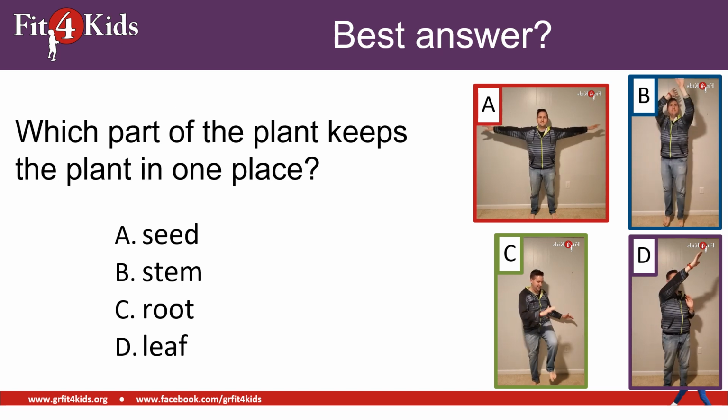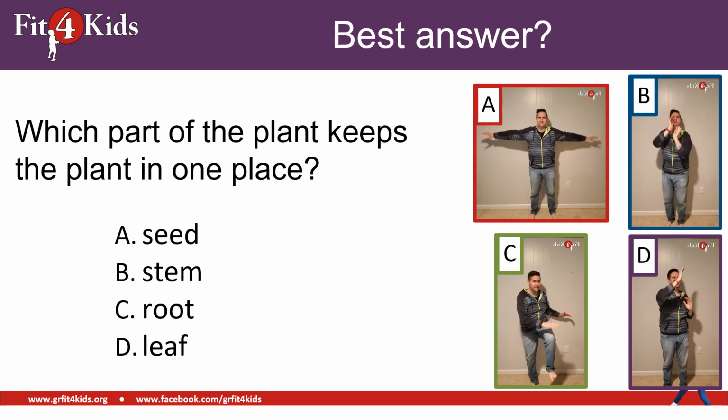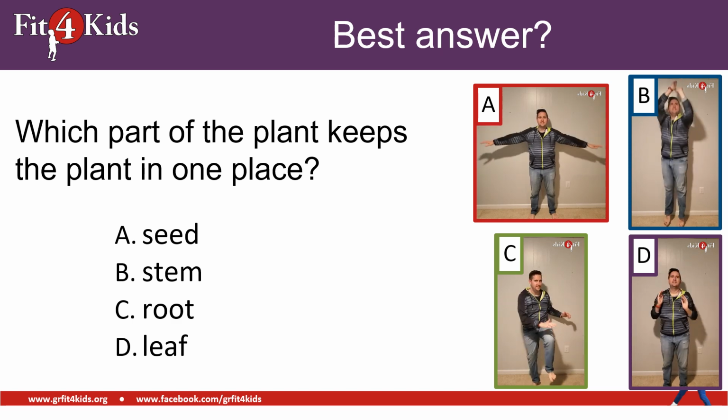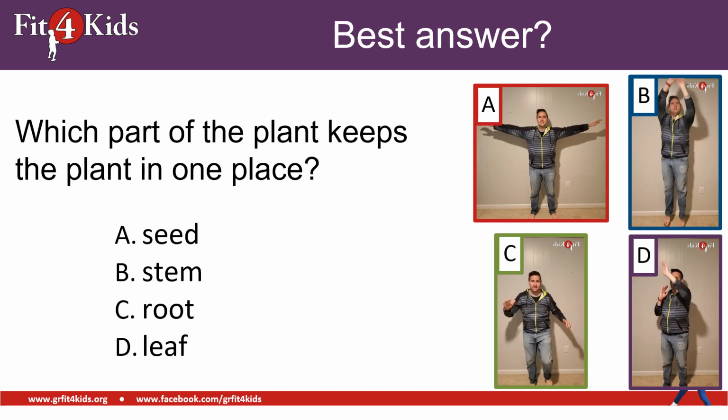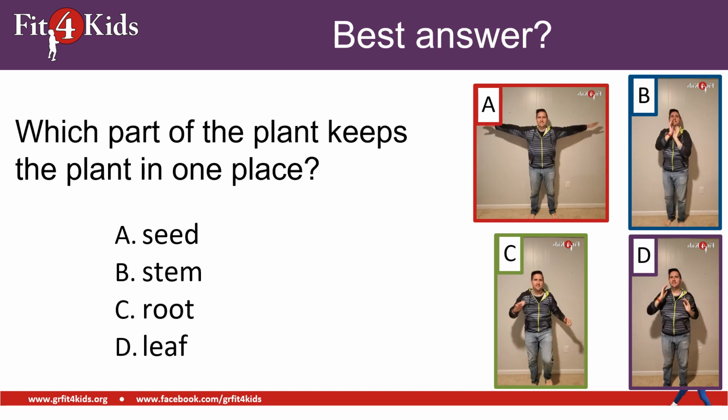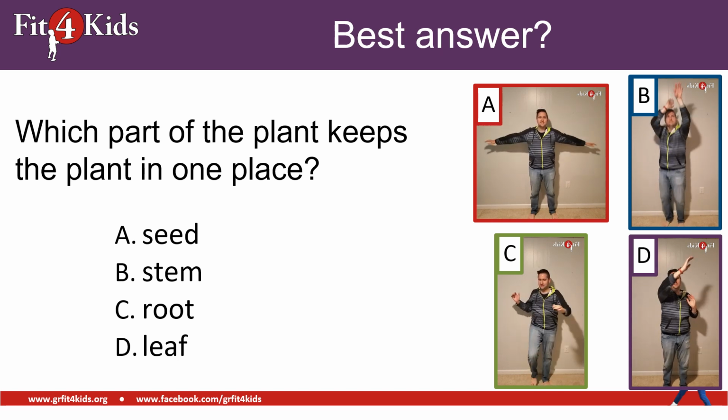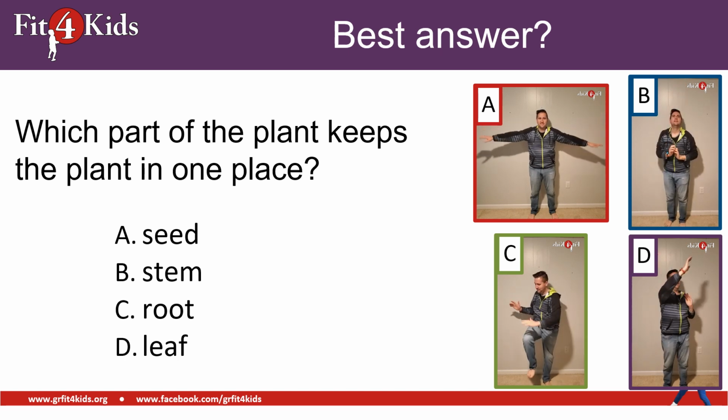Which part of the plant keeps the plant in one place? A, seed, B, stem, C, root, D, leaf. That would be C, cross crawls, root. The roots keep the plant in place.